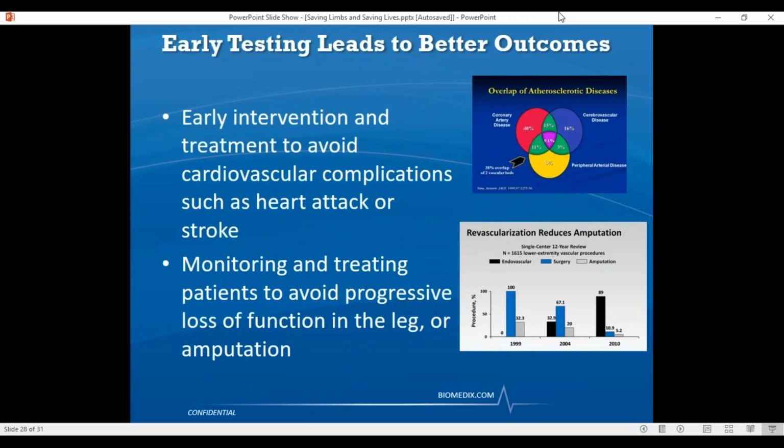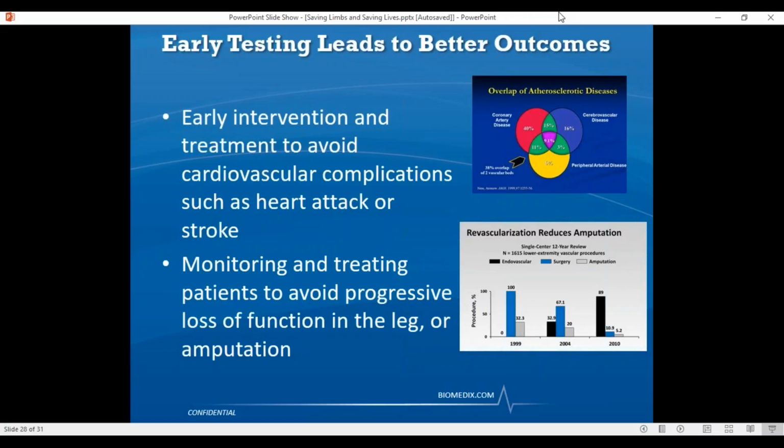Early detection and intervention leads to better patient outcomes. It can prevent cardiovascular complications such as heart attack or stroke. Because atherosclerosis is a systemic process, significant overlap exists between peripheral arterial disease and other forms of cardiovascular disease, namely cerebrovascular disease and coronary artery disease. Coronary artery disease is present in about 90% of people with severe PAD.